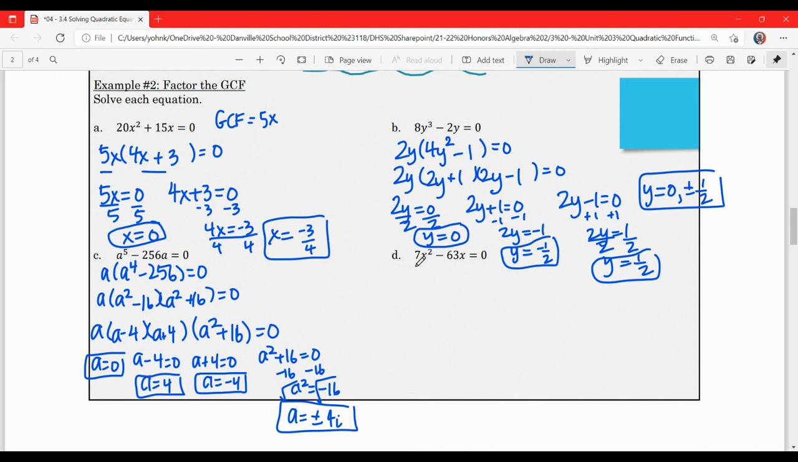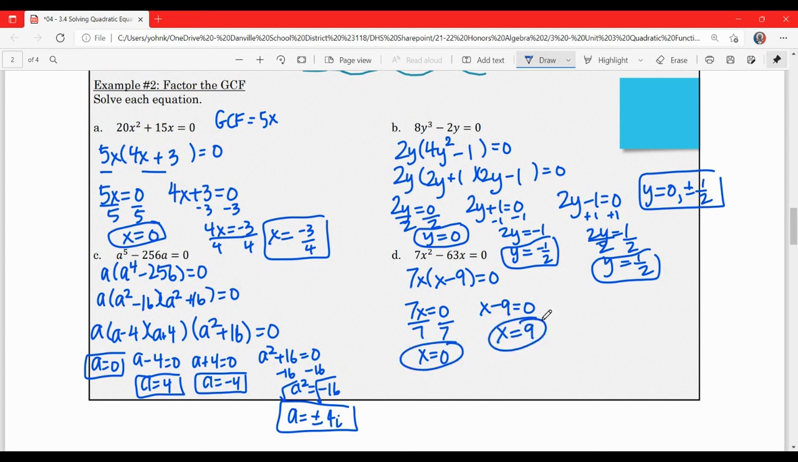Okay, if we look at letter D, 7x squared minus 63x equals 0. Well, there's a GCF of 7x. When I factor it out, I'm left with 7x times x minus 9 equals 0. Remember, you can check it. 7x times x is 7x squared, and 7x times negative 9 is negative 63x. Now notice x minus 9 looks like the difference of two squares, but it's not because there's no square with the x. So I'm ready to just set them equal to 0. 7x equals 0, x minus 9 equals 0. Divide this by 7, you get 0. Add 9 and you get 9. 0 and 9.